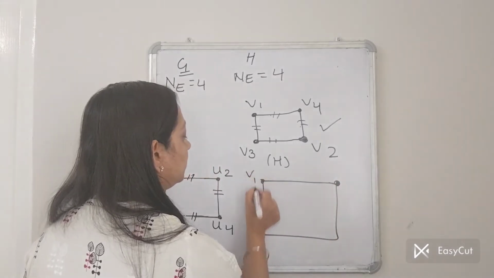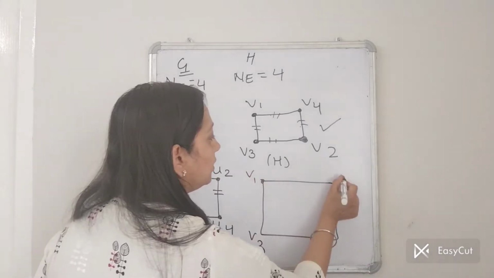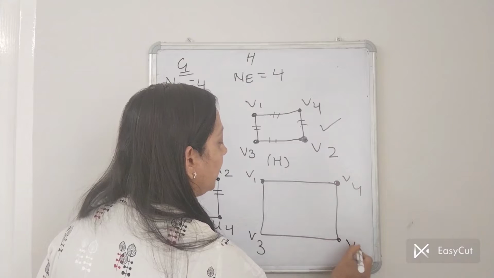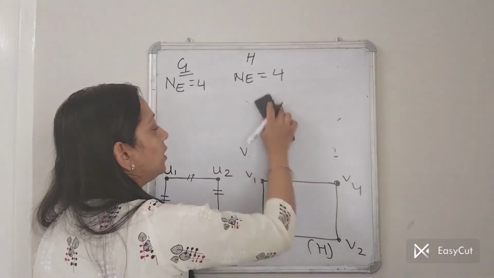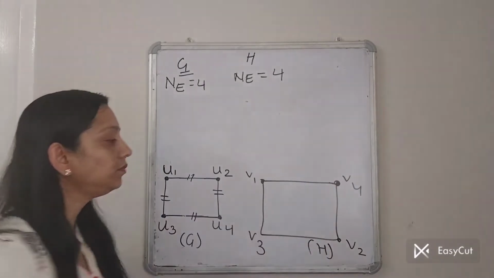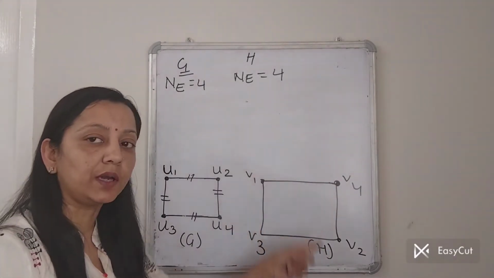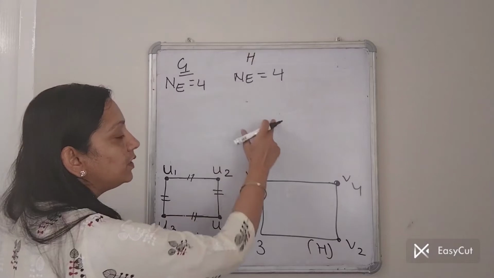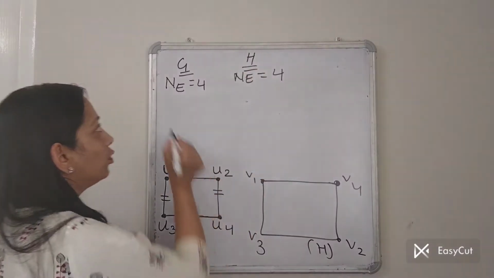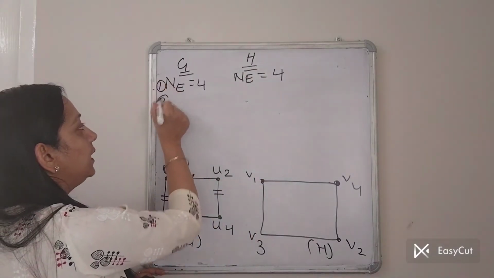So this is my graph H, which I got after pushing one edge upward and one edge downward of the original graph. Now I can see that the number of edges in graph H are also 4. So the first property I have checked and they are equal.